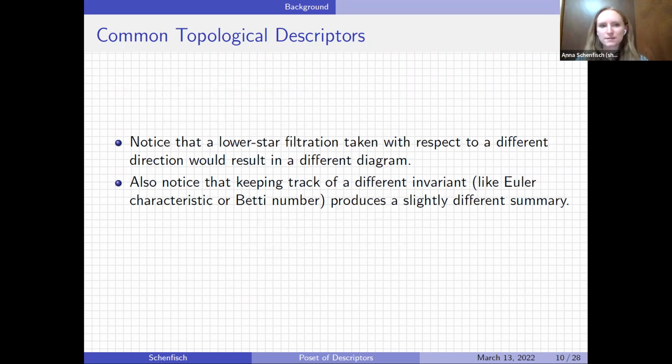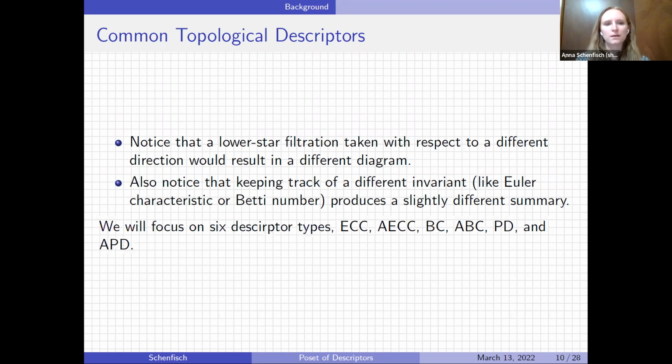Okay, so two things to notice. First, notice that if we took a lower star filtration in a different direction, we would have gotten an entirely different diagram, right? And then also notice that for persistence diagrams, we're choosing to keep track of homology, but we could have chosen to keep track of any topological invariant. So for example, Euler characteristic or Betti number are two things we also could have kept track of. And those would be other summaries of the shape, but just a slightly different summary.